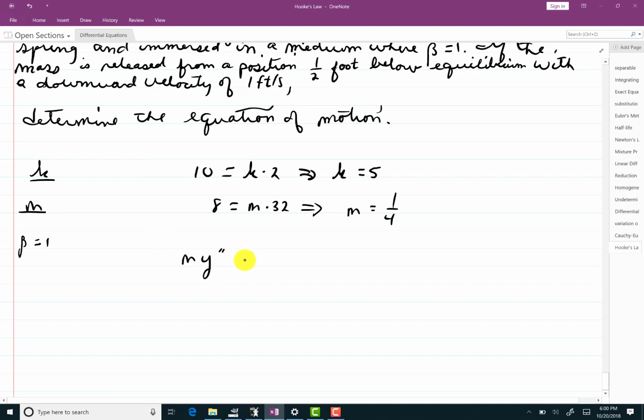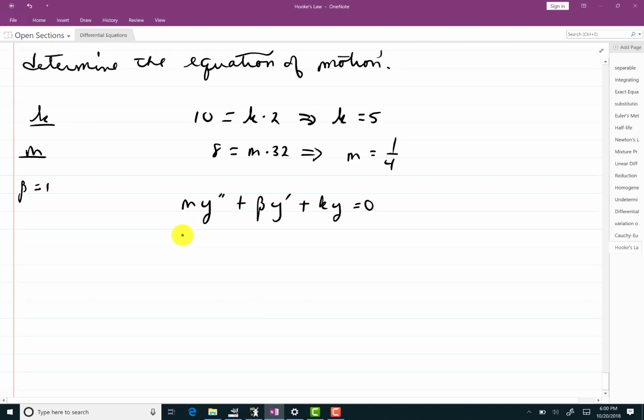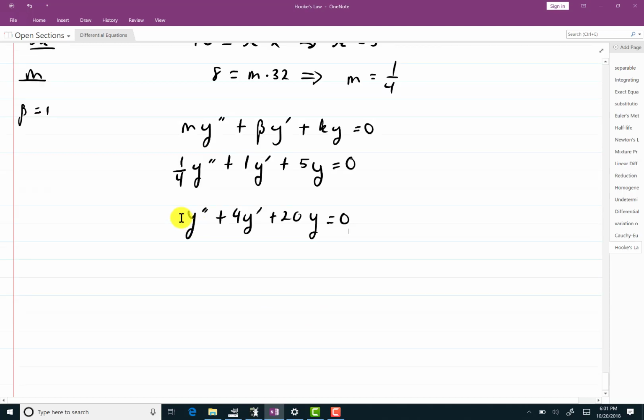My double prime plus beta y prime plus k times y equals 0. Let's go ahead and throw in our mass. We got 1/4 y double prime plus 1 y prime plus 5y equals 0. I'll multiply everything through by 4, and I get y double prime plus 4y prime plus 20y equals 0. Let me get the auxiliary equation. I get r squared plus 4r plus 20 equals 0.